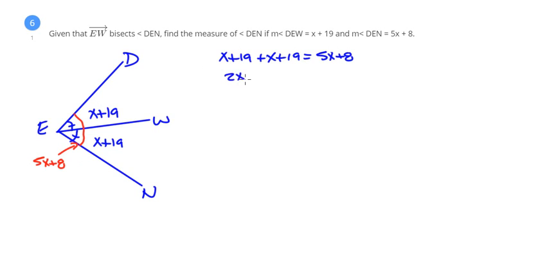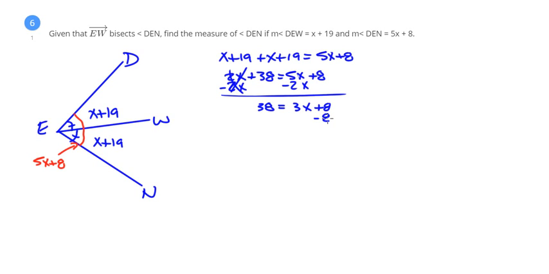So we get 2 x's here. 19 and 19 is 38. 5x plus 8. Got x's on both sides. I'm going to subtract my 2x from both sides so that my x's are positive. So I get 3x plus 8. And this equals 38. Oops. I want to get the 3x by itself, so I want to subtract the 8. So 30 equals 3x, and then I divide by 3, and I get that x is 10.